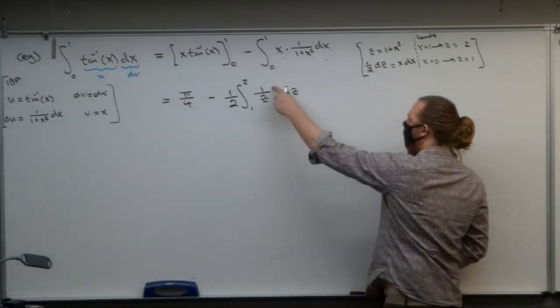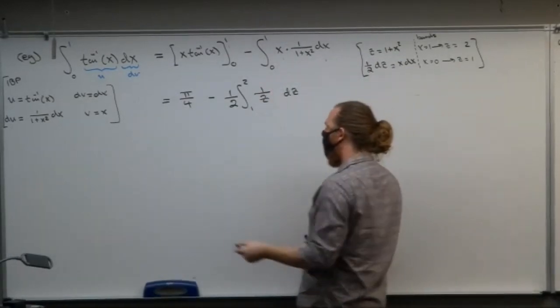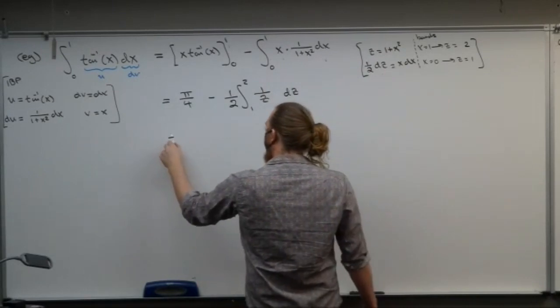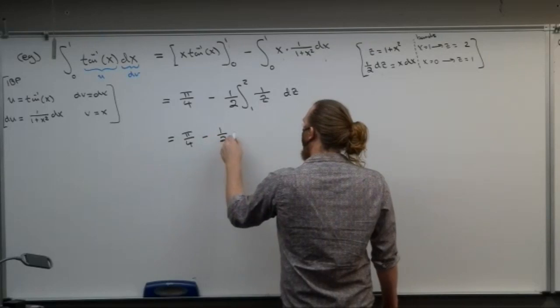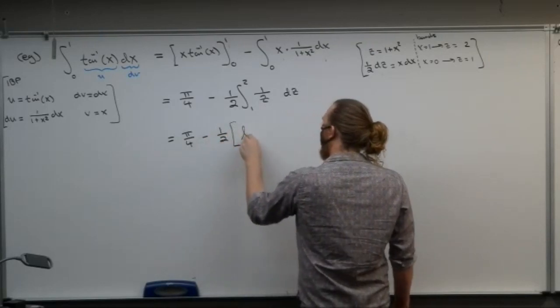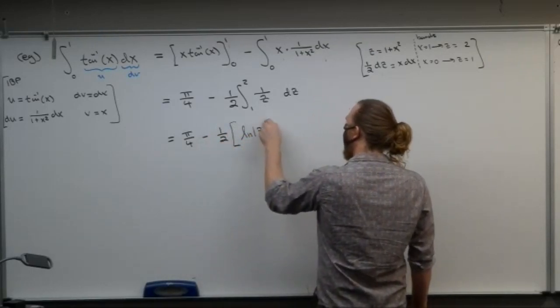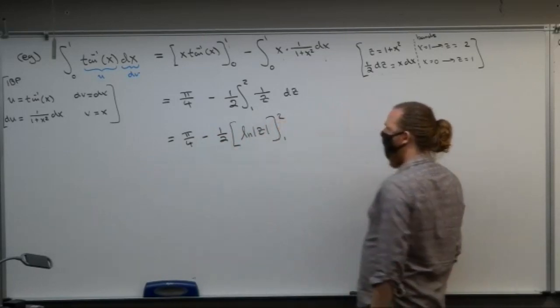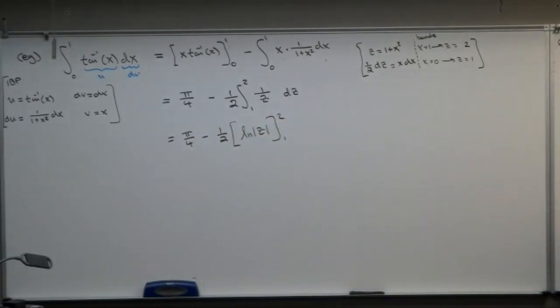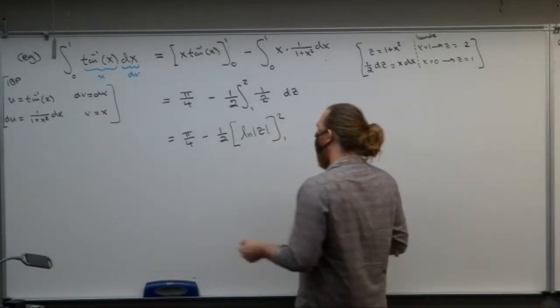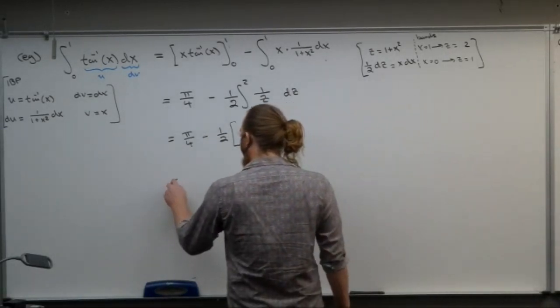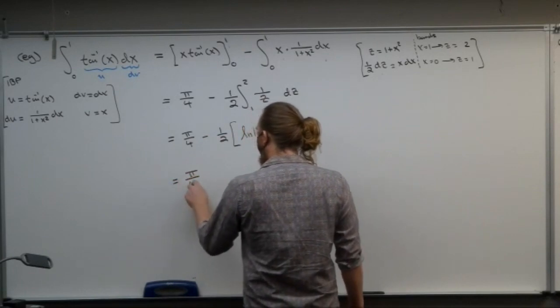Finally, an antiderivative for 1 over z dz is the natural log of the absolute value of z. This is pi over 4 minus 1/2 evaluation bracket natural log of z from 1 to 2. So it's going to be the natural log of 2 minus the natural log of 1. What's the natural log of 1? 0. Very good.